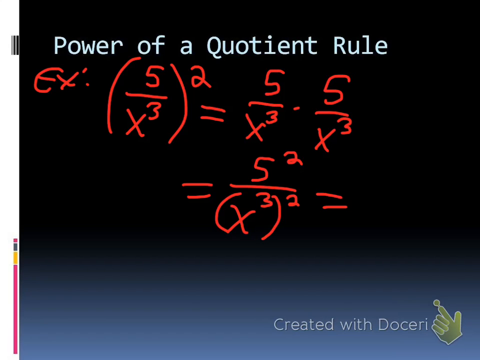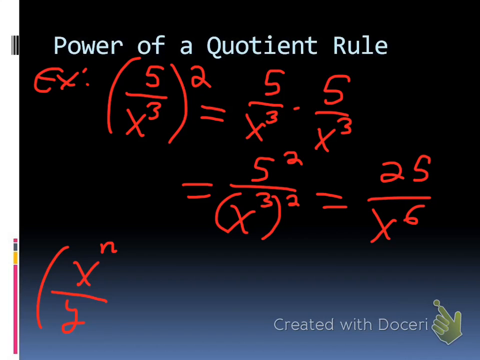And then we could simplify from there. This is actually 25 over x to the 6th. Okay, but that leads us into our quotient rule, which says this: if I have x over y raised to the n, then this is actually x to the n divided by y to the n. Okay, so that power applies to both the numerator and the denominator.